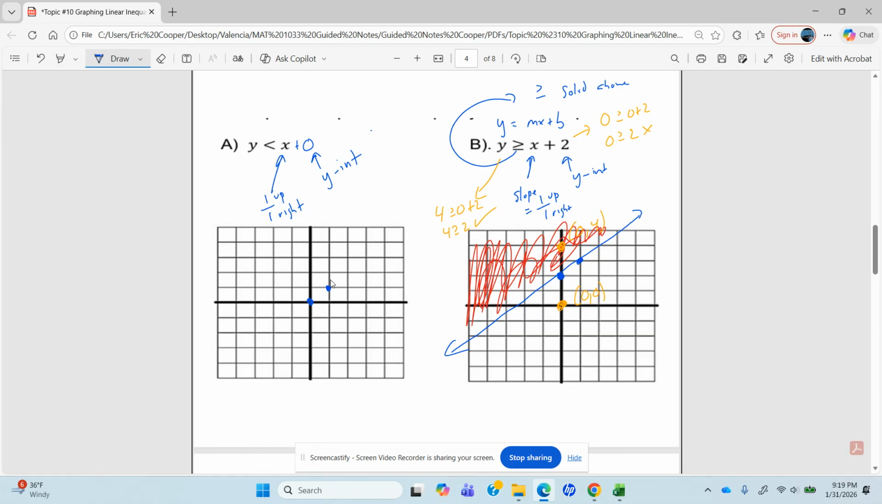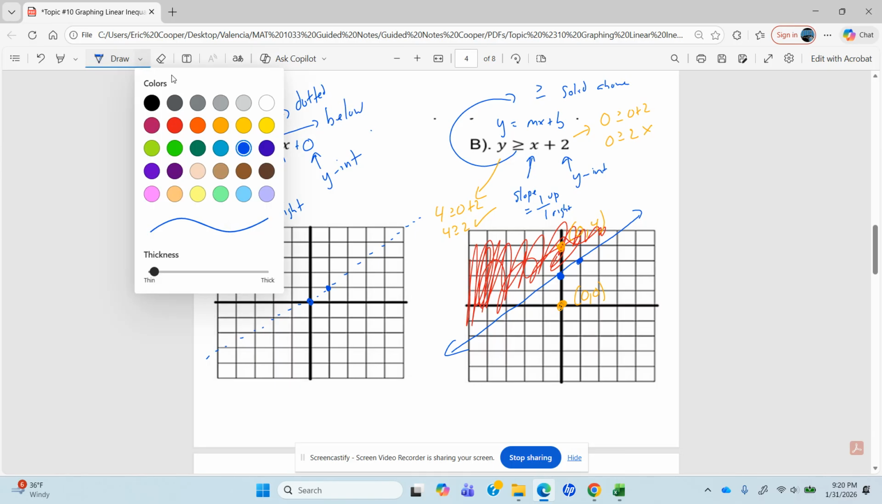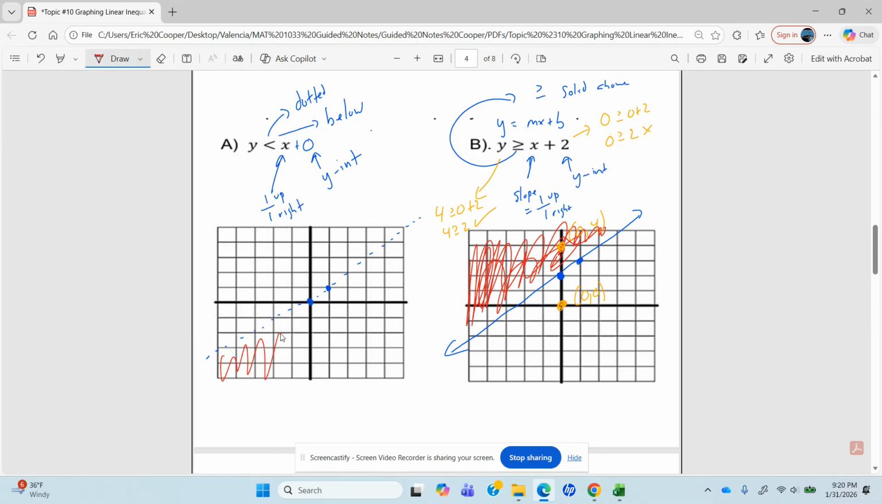There's my dot. Now let's take a look at the sign. The sign is a less than. It doesn't have an equal sign under it, so it gets a dotted line. So when you go to My Math Lab, you'll have to pick the option that is for a dotted line. And it should look like this. It's also a less than. Well, all the values that are less than are below. So we're going to have to shade below the graph. So I would go through and shade everything below the dotted line.